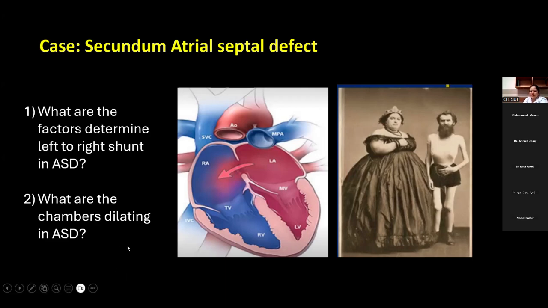And which chambers dilate? There is a left to right shunt, so the blood which is coming into the RA will dilate it, the RV will dilate, and the pulmonary artery will dilate. The LA and LV will not dilate. If they are dilating, it triggers us to understand what is going on.